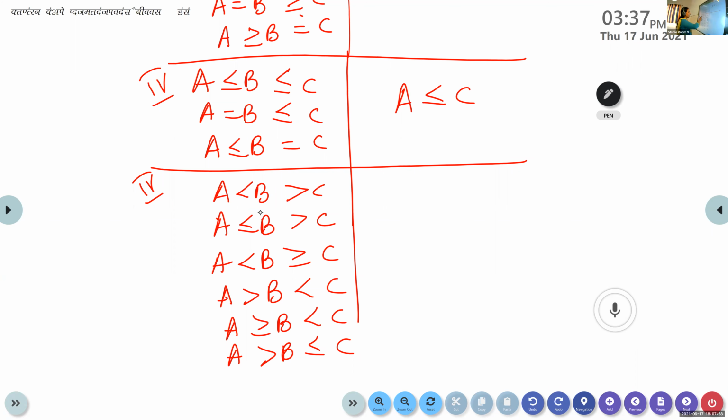Instead of A, B, C, you take some numbers. 1 is less than 100, and 100 we know is greater than -1. So what can you say about 1 and -1? In this case it is greater than. If I take some other number, suppose 89, then in that case it will become less than. We can't take a conclusion. It depends on the values of A and B.